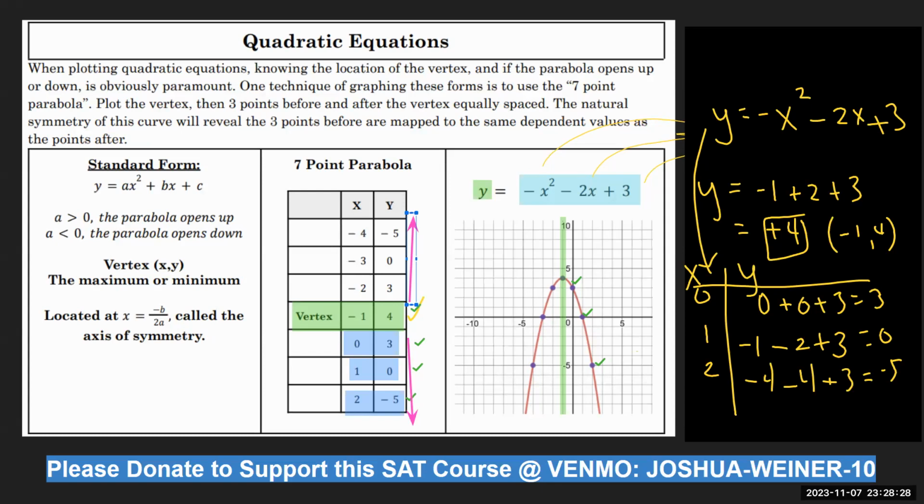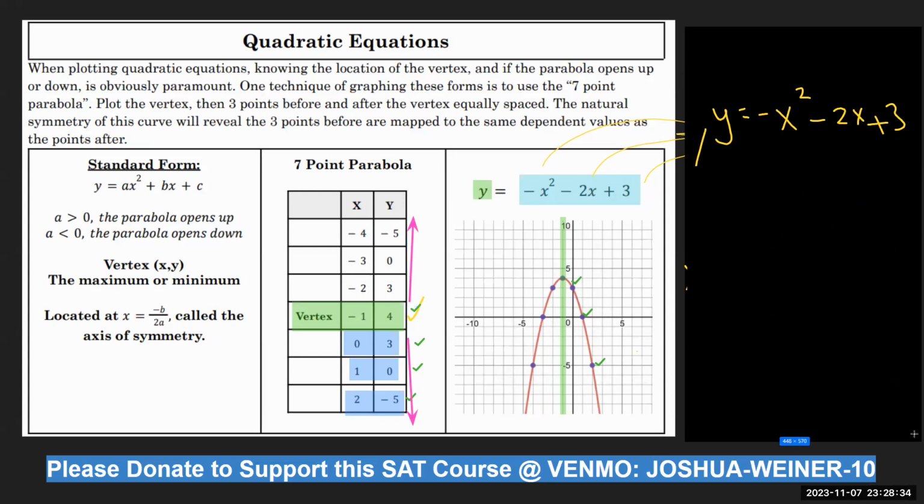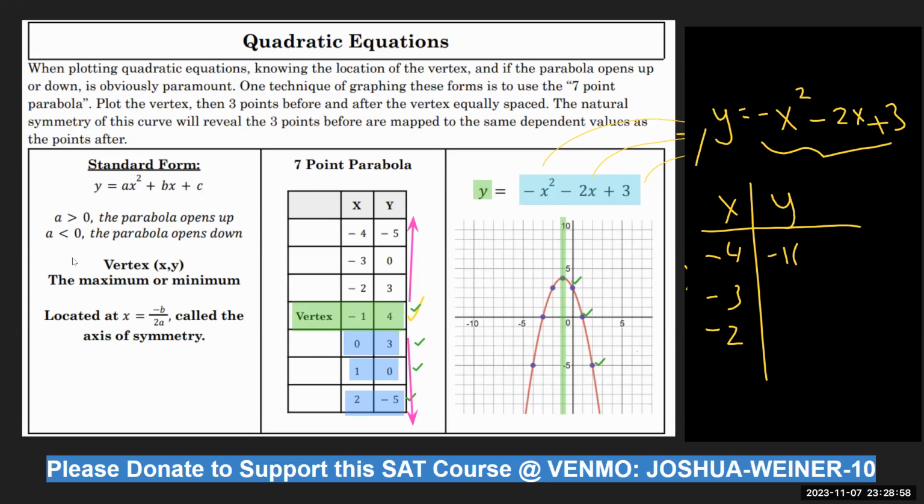It's worth doing because it'll give us the other 3 points to the left of the vertex. So here we go. Now we'll choose our x values to be -4, -3, -2. Then y will be, using this formula, -16 plus 8 plus 3. For the next one, we have -9 plus 6 plus 3. Then we have -4 plus 4 plus 3.